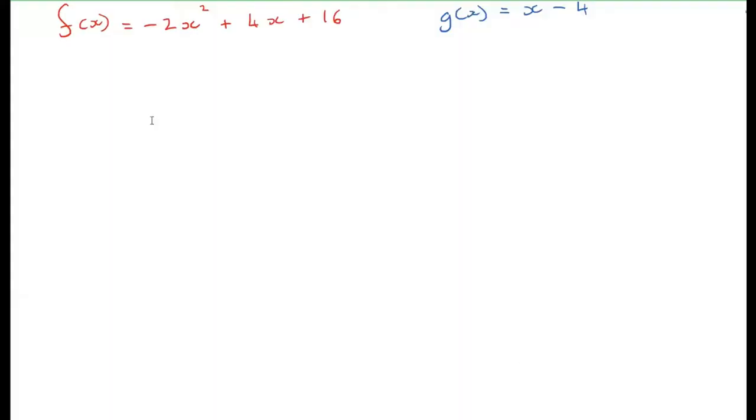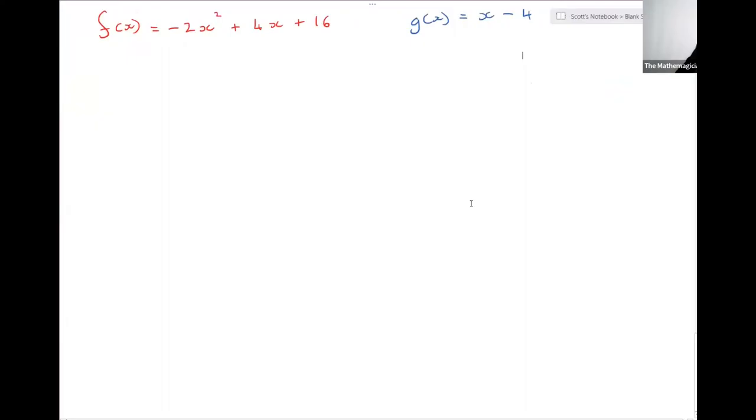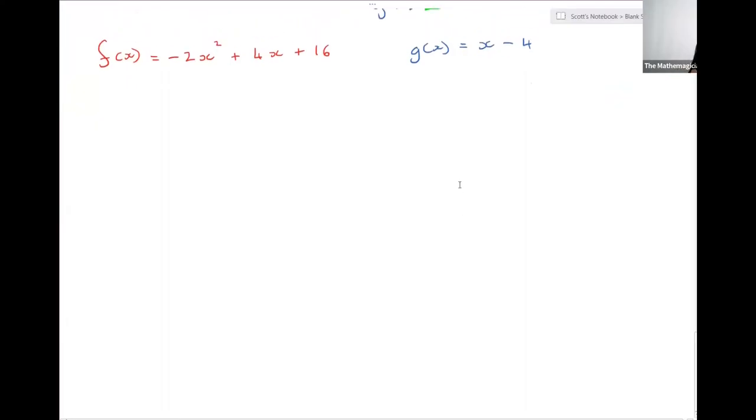All right, your turn. On the same Cartesian plane, go for it. Sketch both functions on the same Cartesian plane. What do you need for any function? X cuts, Y cuts, turning point. Go.